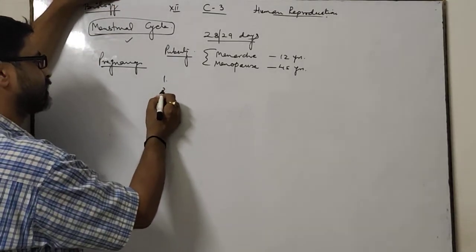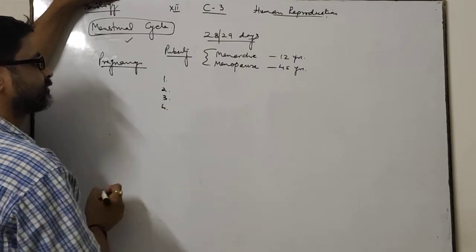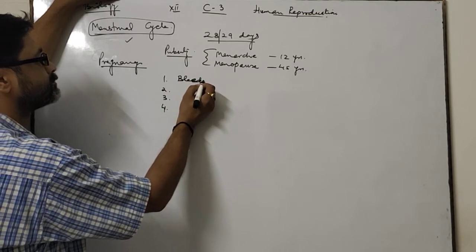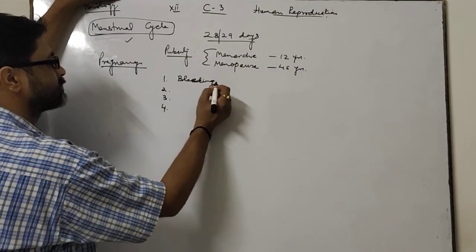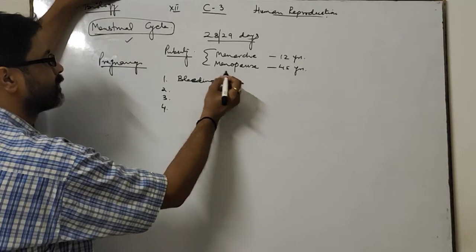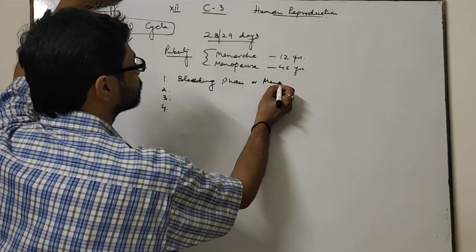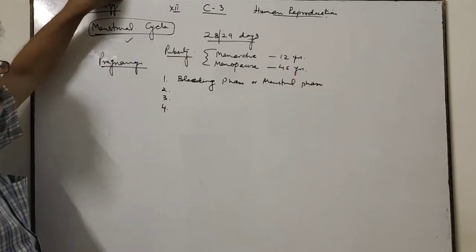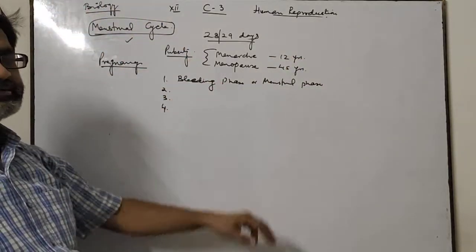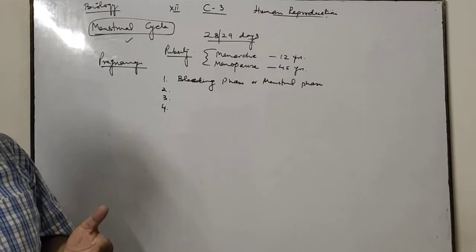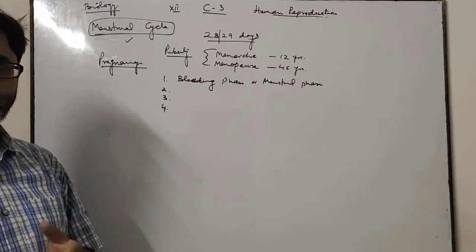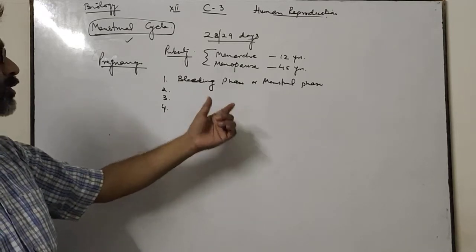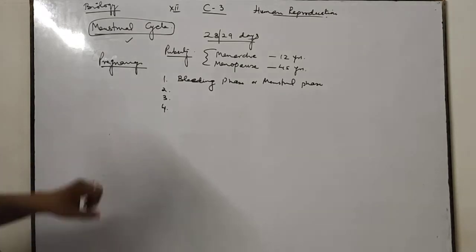The menstrual cycle takes place in the following 4 phases. The first phase is the bleeding phase, or you can say the menstrual phase. In this phase, for about 3 to 5 days, menstruation takes place, meaning various materials from the female body are released out as bleeding. This is called the bleeding phase, or menstrual phase.